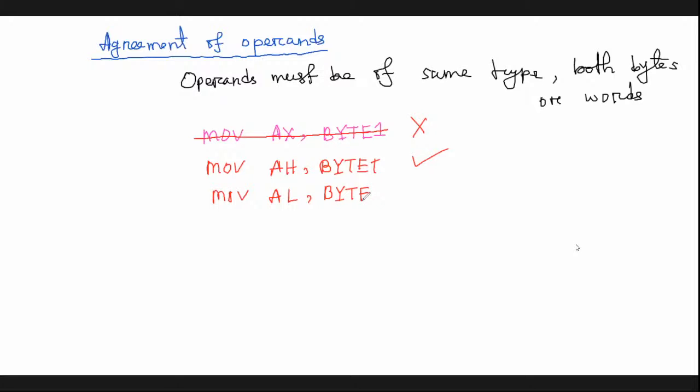So you have to maintain the 8-bit combination, or you have to maintain the 16-bit combination. You can check by emulator if you want. If you write AL comma byte 1, it will be okay. But if you write AX comma byte 1, it will not. That is called agreement of operands. Because byte is 8-bit, you know that.